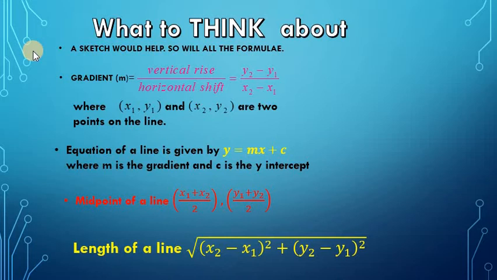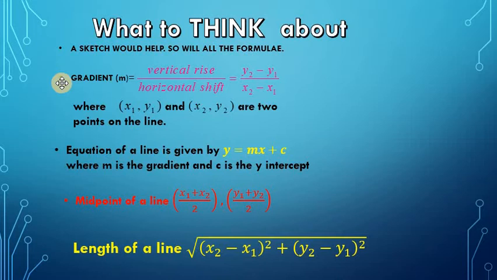Again, draw a sketch. This will be helpful. Also, some formulae will be helpful. The gradient of a line M is given by the vertical rise over the horizontal shift: y2 minus y1 over x2 minus x1, where (x1, y1) and (x2, y2) are two points on the line. The equation of a line is given by y equals mx plus c, where m is the gradient and c is the y-intercept.